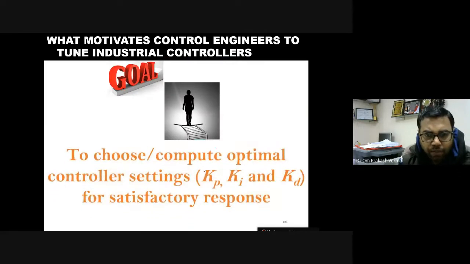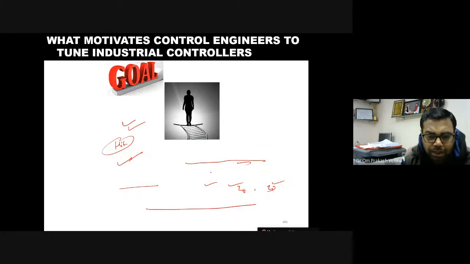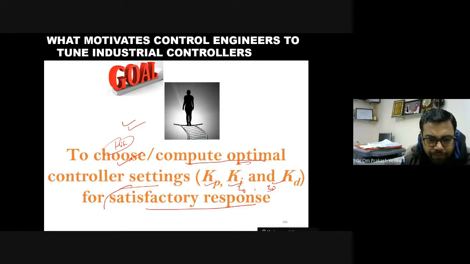So what is the goal? What is your final, ultimate target? Your target is to choose either by the hit and trial method, or to develop other techniques to compute the optimal controller settings, that is Kp, Ki, Kd, or Kp, tau I and tau D, for a satisfactory response. What do you mean by satisfactory response? Anyone? What do you mean by satisfactory response?